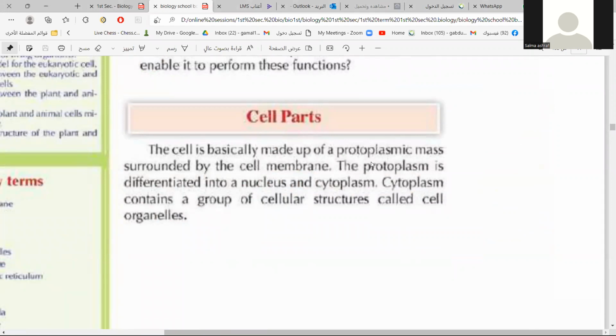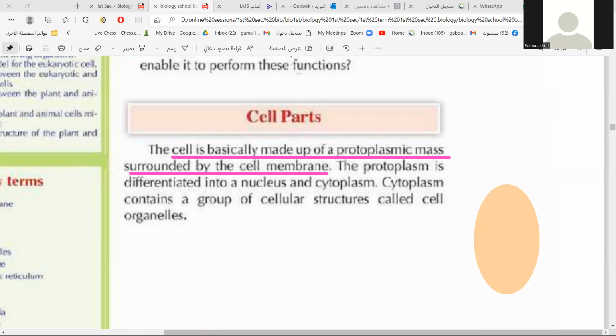The cell components are called protoplasm, the protoplasmic mass, surrounded by the cell membrane. If it is a plant cell, it has a cell membrane and a cell wall. So we have the main components of the cell.